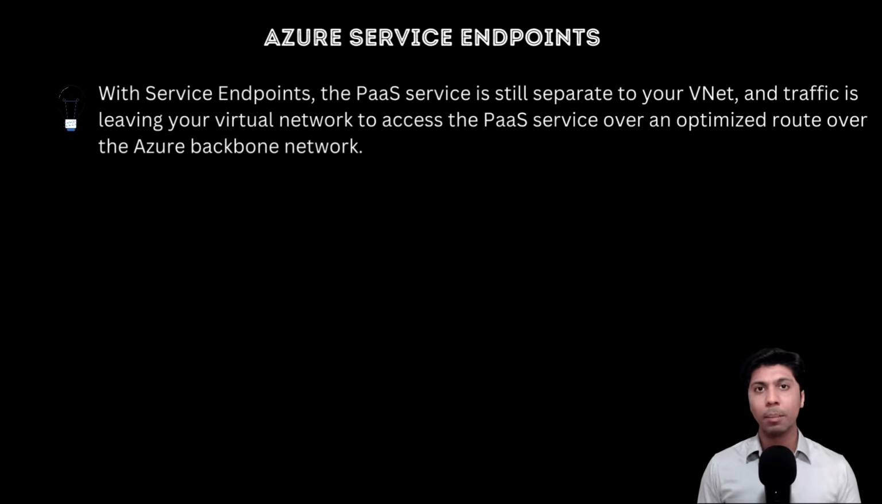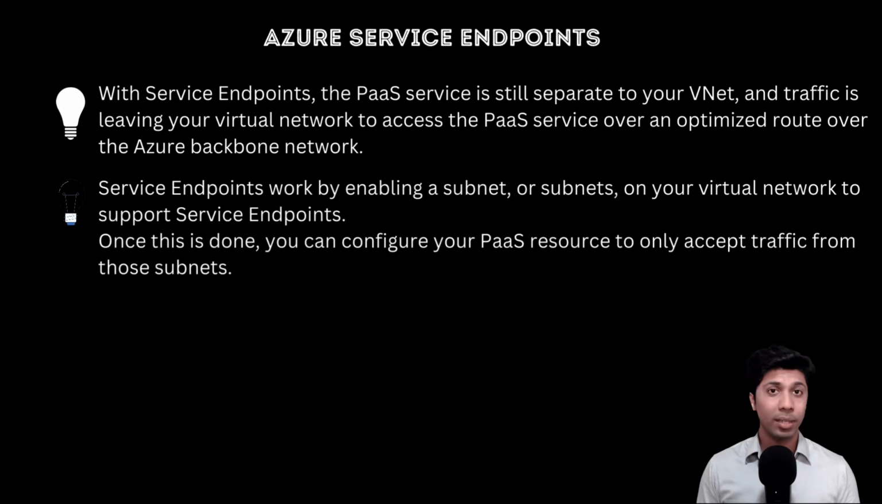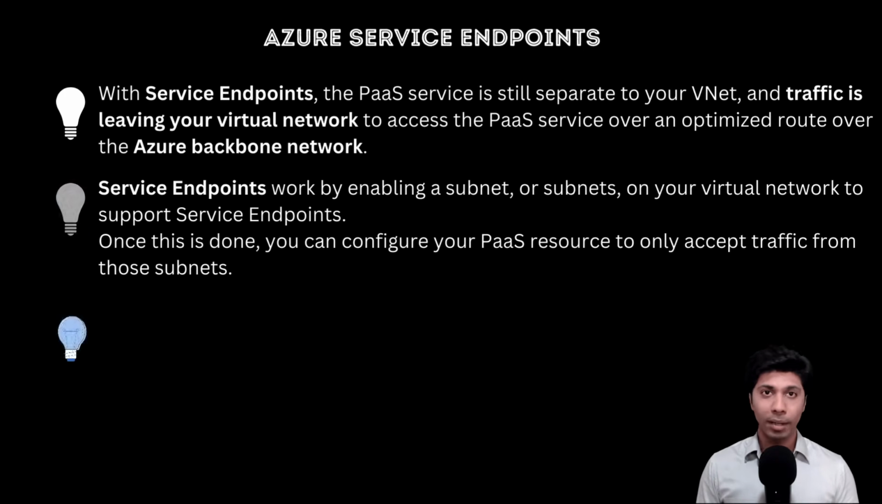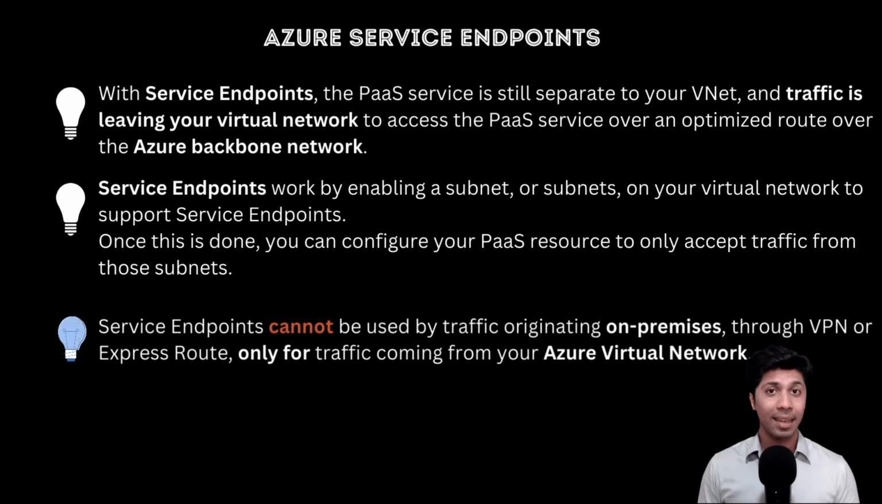With service endpoint, the PaaS service is still separate to your VNet, and the traffic is leaving your virtual network to access the PaaS service over the optimized route over Azure Backbone Network. There are two steps to enable service endpoint. Service endpoint works by enabling a subnet or subnets on your virtual network to support a service endpoint. Once this is done, you can configure your PaaS resource to only accept traffic from that particular subnet. Important thing to note here is service endpoint cannot be used by traffic originating from the on-prem through VPN or ExpressRoute. Only traffic coming from the Azure Virtual Network can use it.